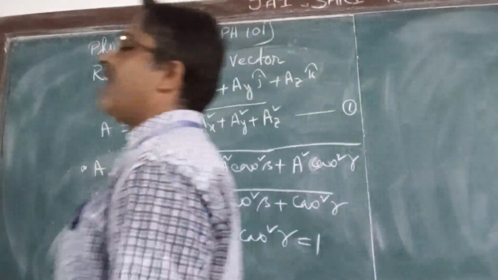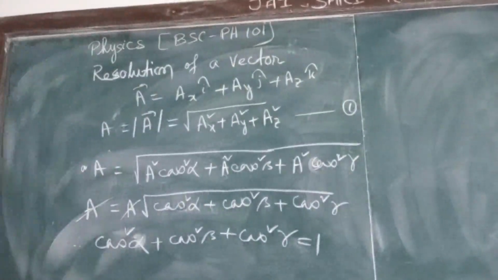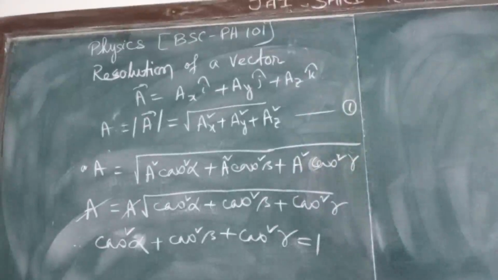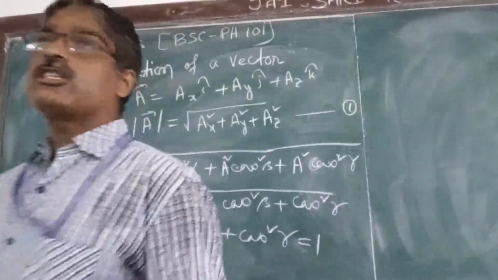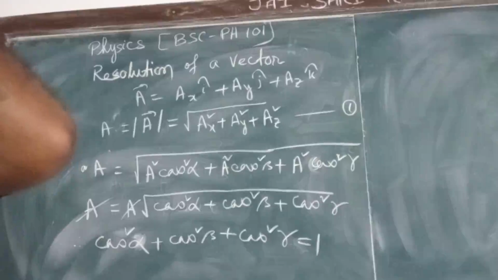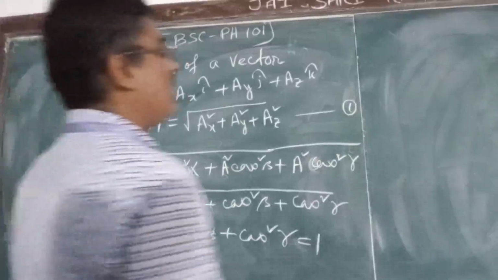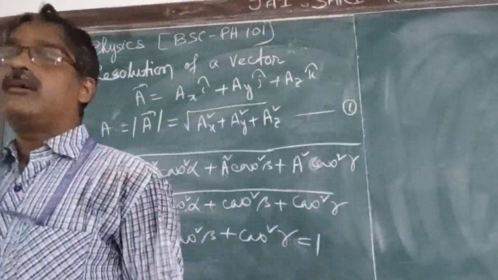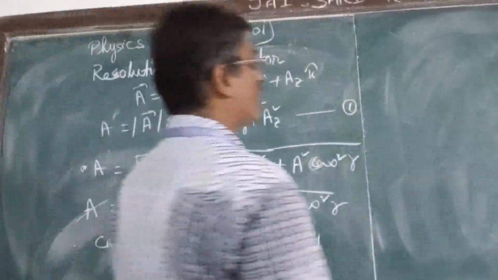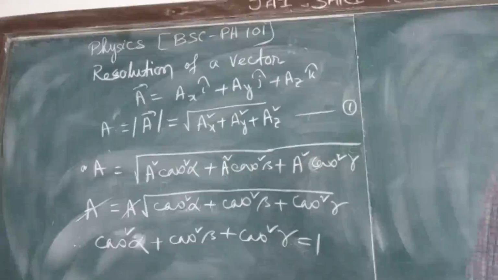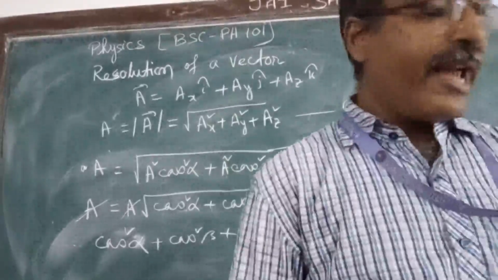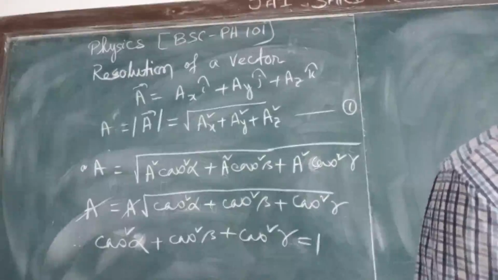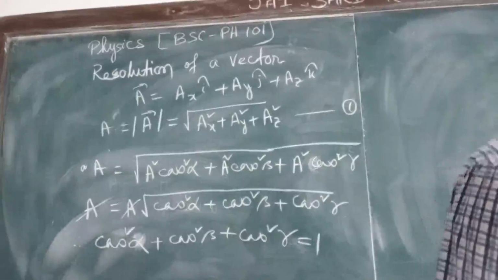The components ax equals a cos alpha, ay equals a cos beta, and az equals a cos gamma are called direction cosines. Why? Because there is the cos, so it is called the direction cosine. Okay, direction cosine.